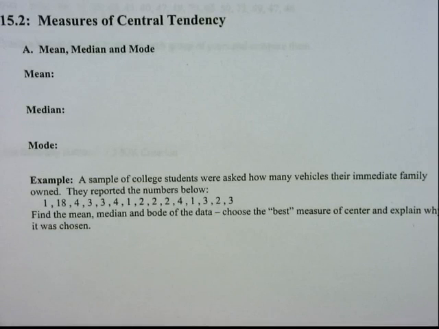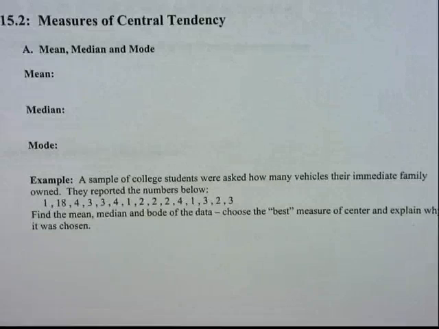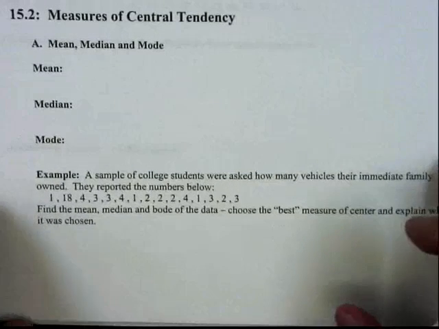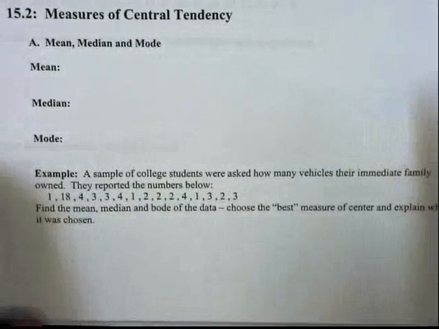Okay, so we're going to start by looking at measures of central tendency. And these are basically just ways in which we can take a set of numbers and boil it down to just one number that sort of represents the center of that set of numbers. We have three ways of doing that: the mean, the median, and the mode.